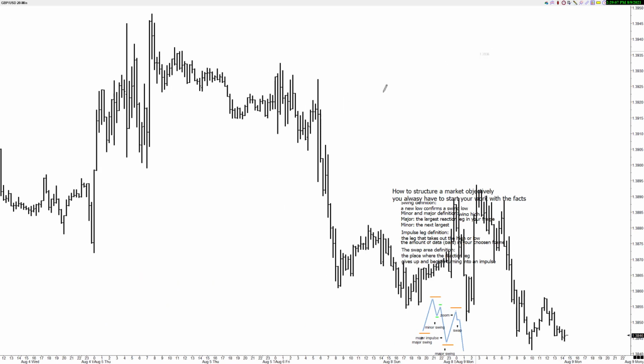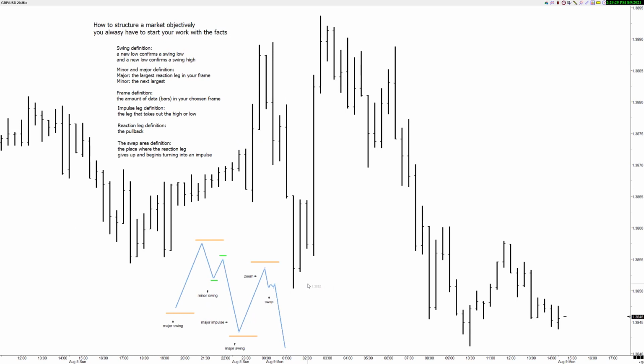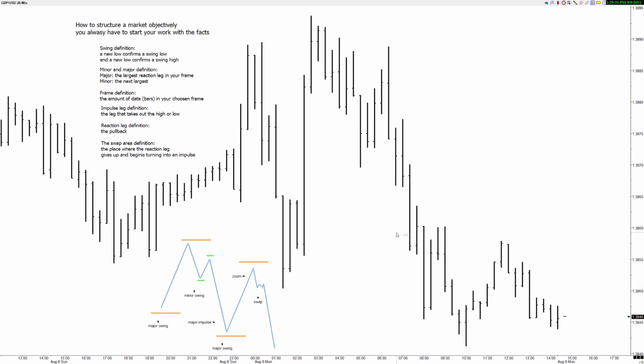If this is my frame, I'm going to draw a swing. Say, there's my swing, and there's my reaction leg, and there's my impulse leg. See how quickly it can all be done. It's just markets swinging. So that's what frame is. I'm not telling you which one's better. I'm just focusing in here so I can focus everybody. So if I'm looking in this frame, I can objectively say, look, a new low confirms a high.